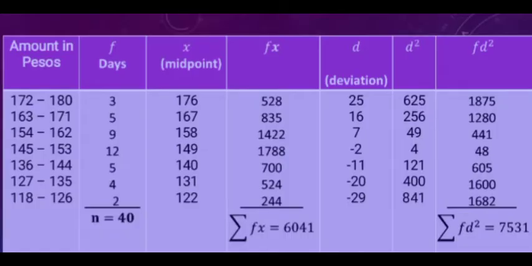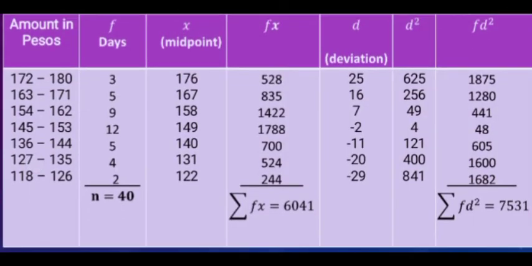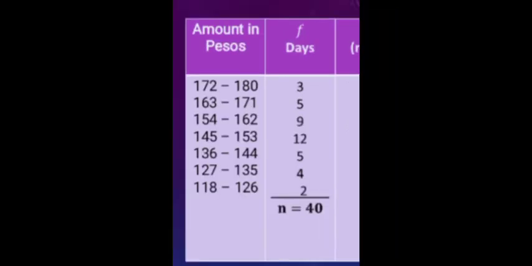So let us have an example. Let us try to use the data of the arts and crafts shop to calculate the standard deviation. The first step here is to prepare the frequency distribution with appropriate class intervals and corresponding frequency. So that is our first step. The class interval in amount in pesos and the frequency or the days are given.